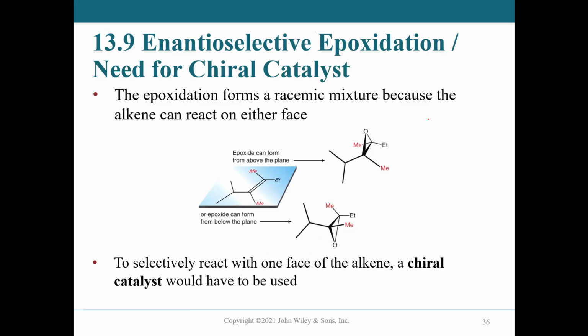But to get there, they said the epoxidation forms a racemic mixture because the alkene can react in either phase. You can see this right here, where the epoxide is forming on the top, and here it's forming on the bottom. So to selectively react with one phase of the alkene, a chiral catalyst would have to be used, because it can form above the plane or below the plane.